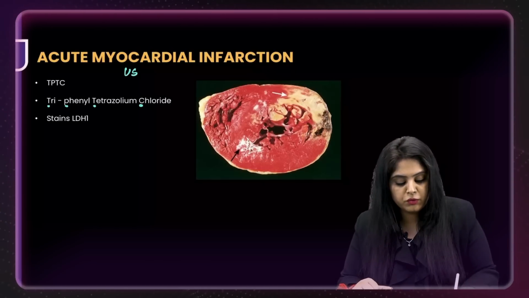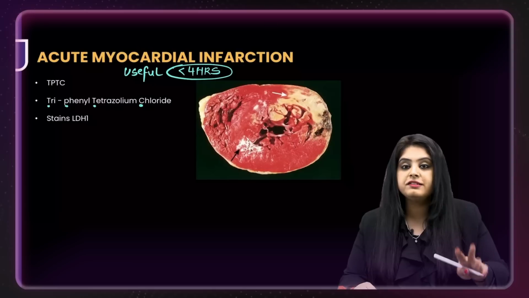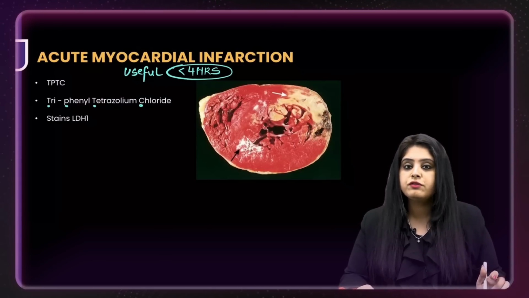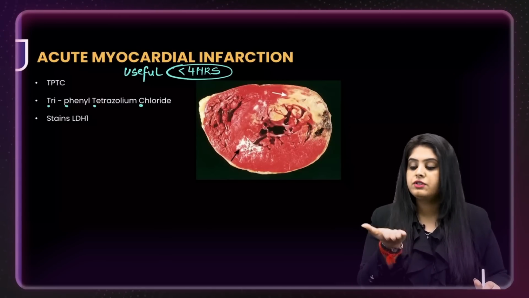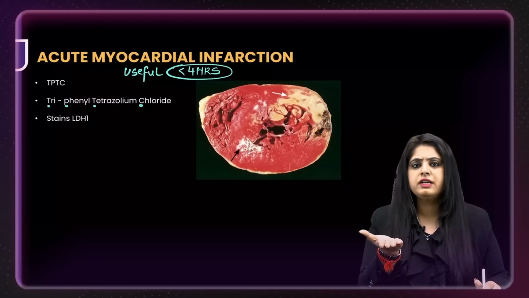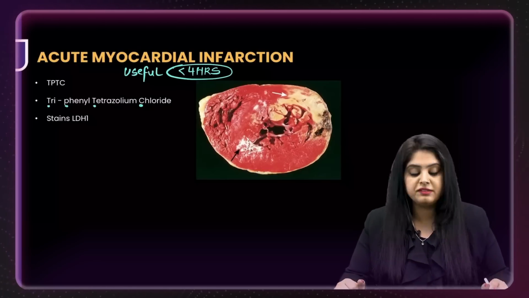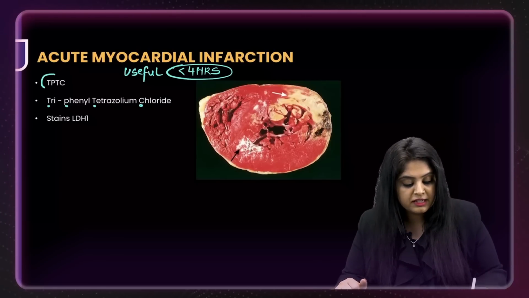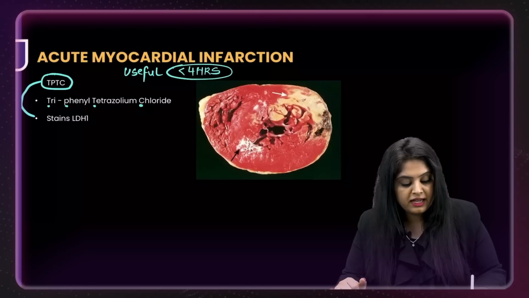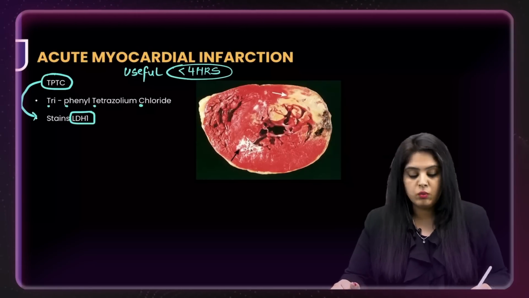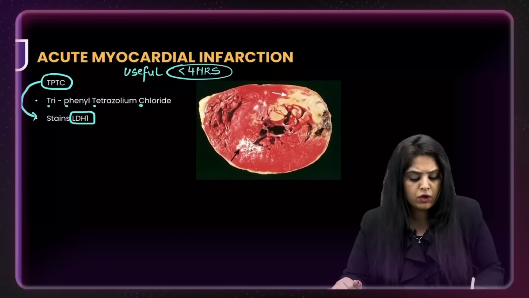So this is useful up till how many hours? When the person has died within 4 hours. Because within 4 hours, I can't see anything with my 2 eyes. So just for example, if this is the heart, you're trying to look at it with your own 2 eyes, you're not seeing anything. So what will you do? You will paint it with TTC. Because the principle is that TTC stains LDH1.